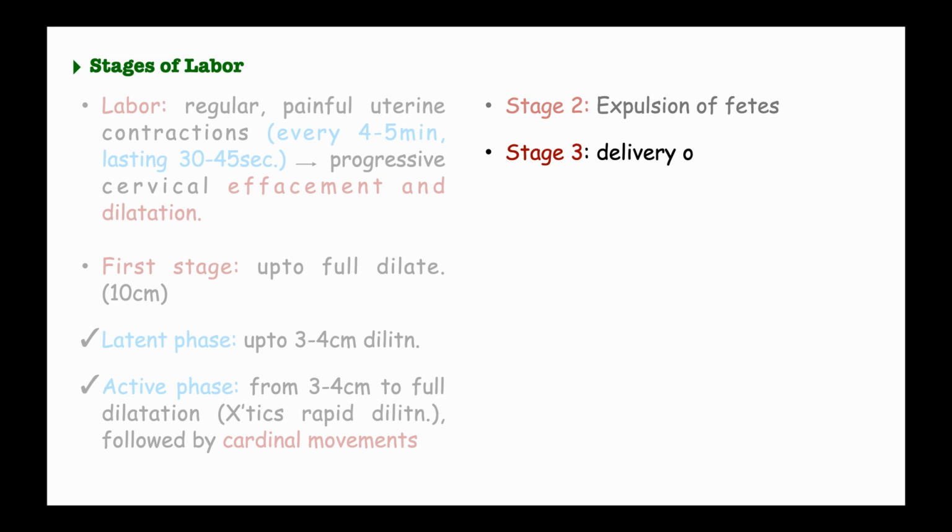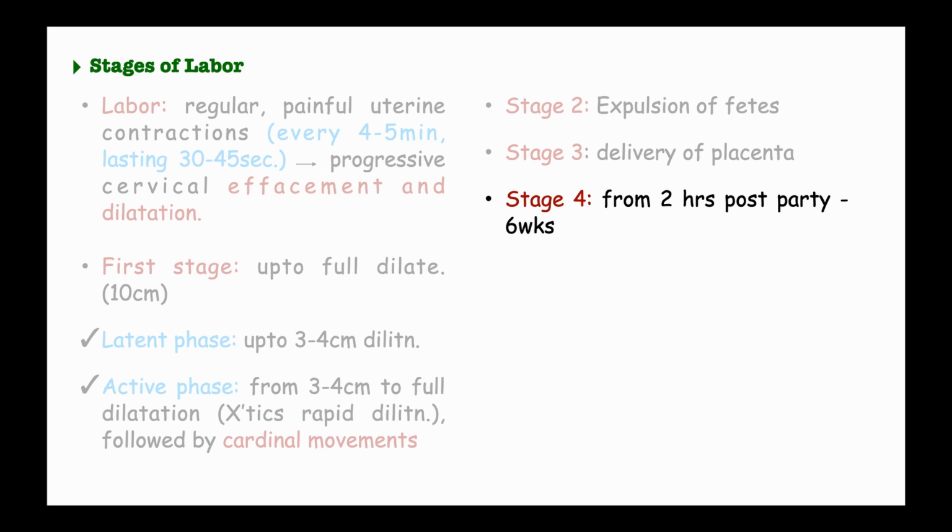Then we have the third stage of labor, which is the delivery of the placenta. Then the fourth stage of labor is 2 hours postpartum, and it continues up to 6 weeks, which we call the puerperium. So these are the stages of labor. So let's pick the first stage of labor and look at what goes into it.